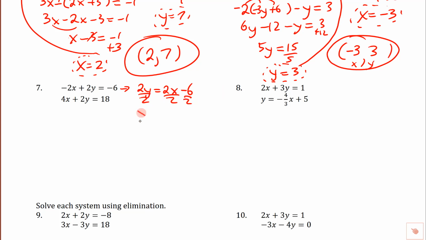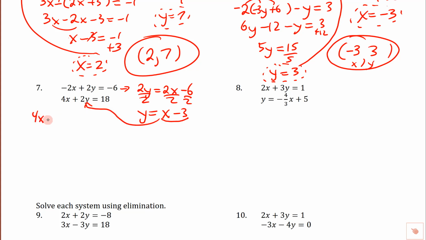So we get y equals, this would be an x minus a 3. So we've got that part taken care of. Now we're going to go ahead and plug that in. We're going to take this and put it wherever there's a y in the other one. Since I was using the first equation, I have to plug it into that second one. So here's what we're going to do. We're going to take this and put it right there.